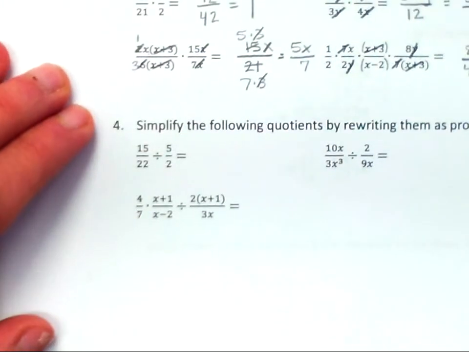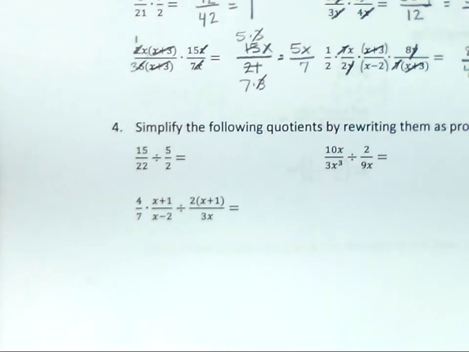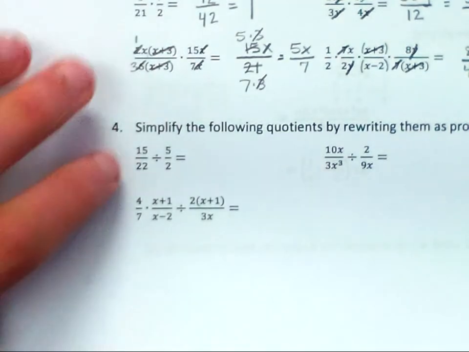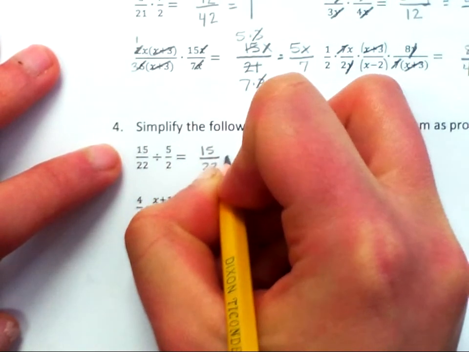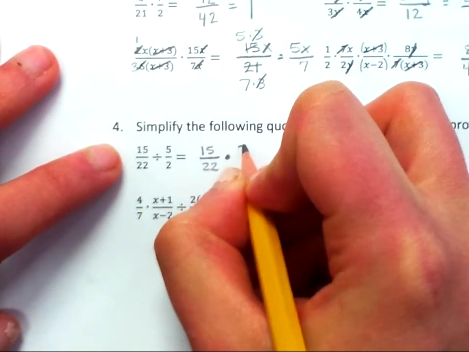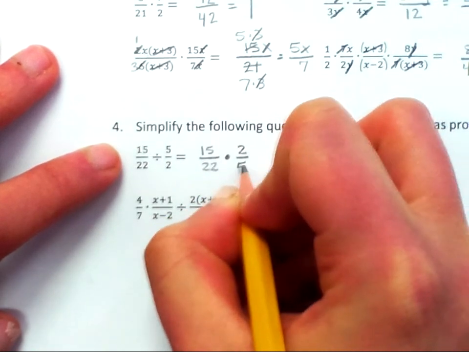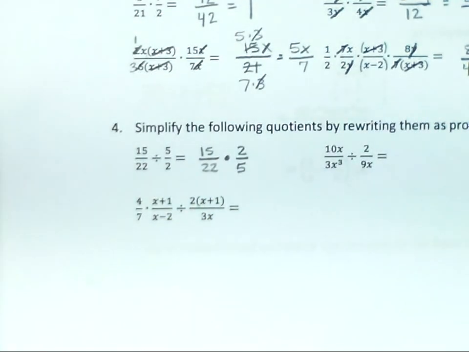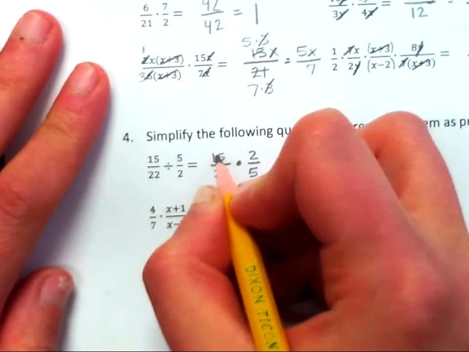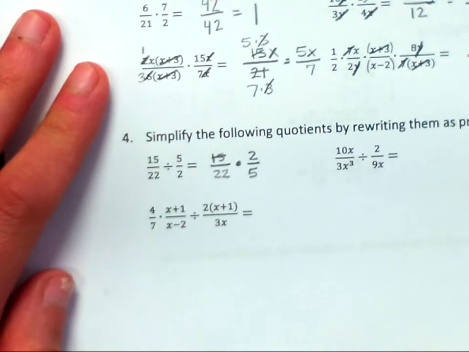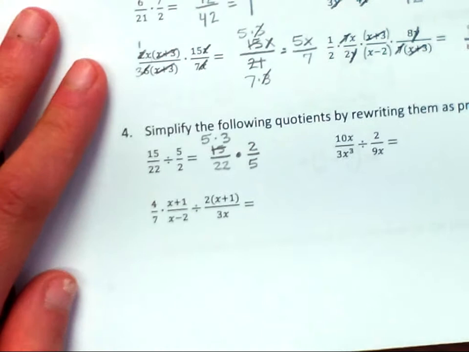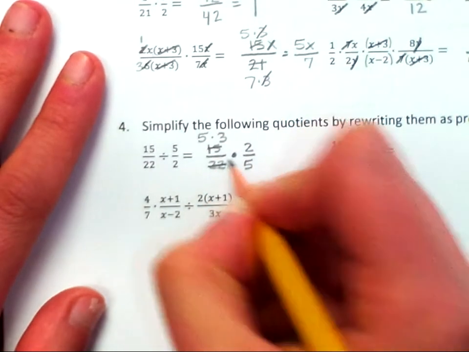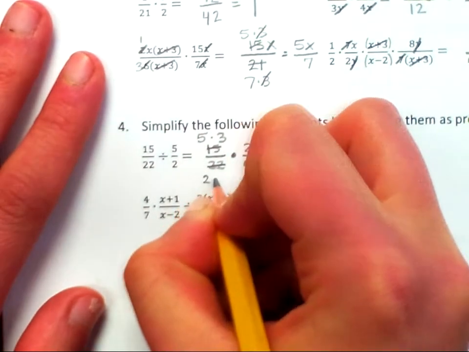Number 4, division. We want to rewrite these quotients as a product, which means we're going to leave this as 15 over 22, change this to multiplication, and flip this over for a reciprocal of 2 over 5. Okay, I'm going to rewrite the 15 as a 5 times a 3, and I'm going to rewrite the 22 as a 2 times an 11.